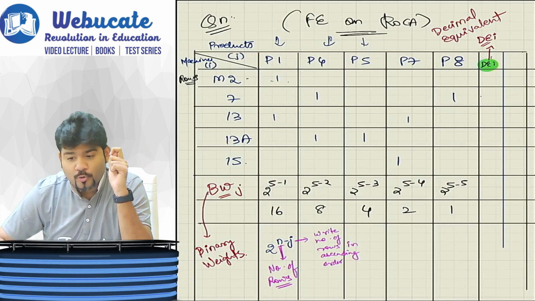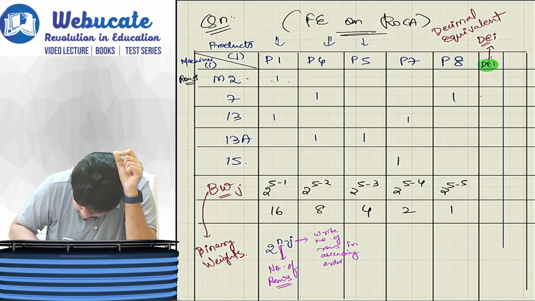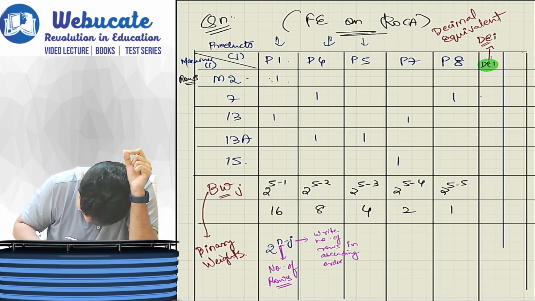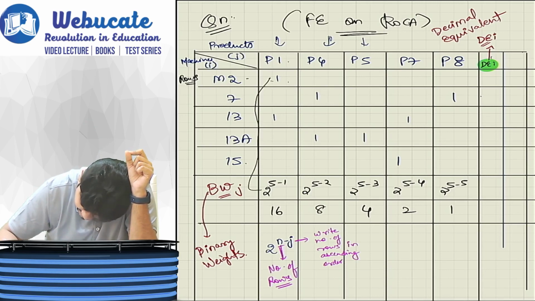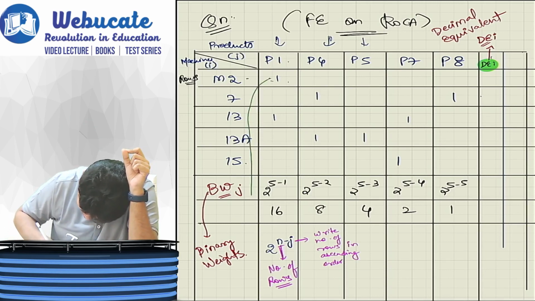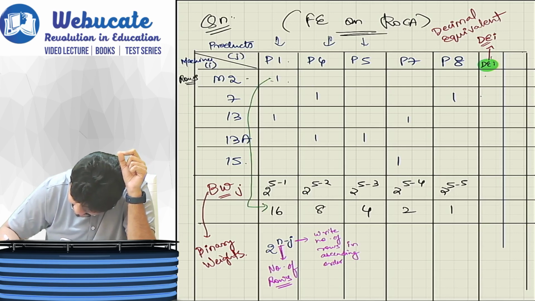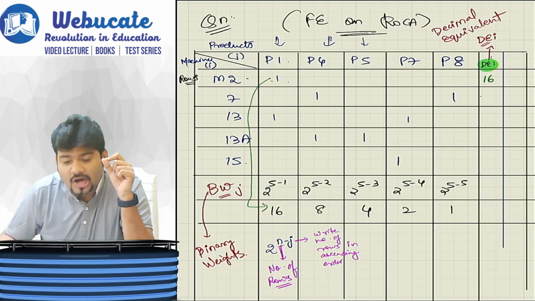M2, focus on the row. The row has P1. Take the value of this, which is 16. So here what is the value? 16. We will write here 16. Sir, did not get you.